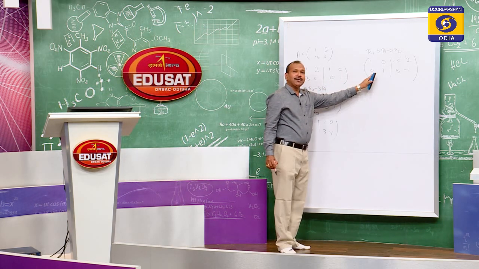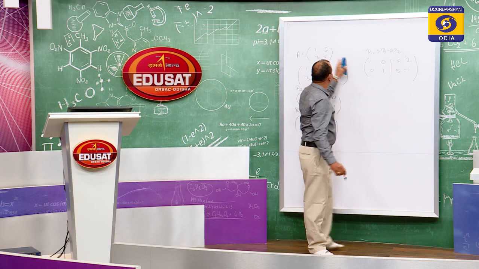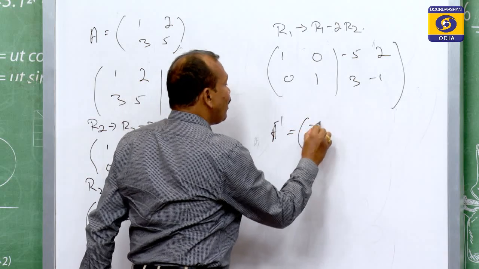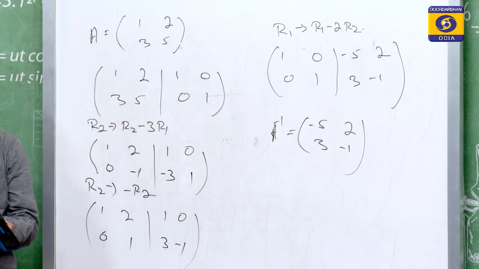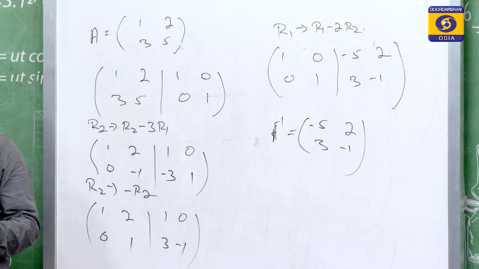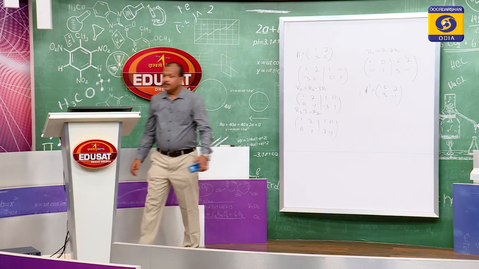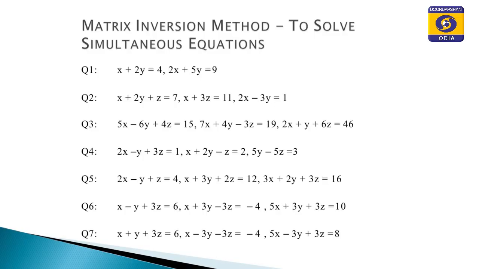Now, the left hand side matrix becomes the unit matrix, and automatically the right hand matrix becomes the inverse of the A matrix. A inverse becomes minus 2 2 3 minus 1. In this way, by row operations we can find the inverse of a matrix. You have to work out the matrix inverse method to solve simultaneous equations. These are some examples.